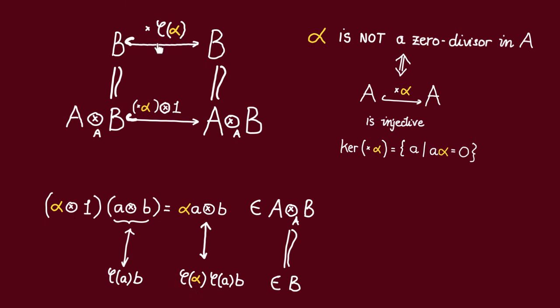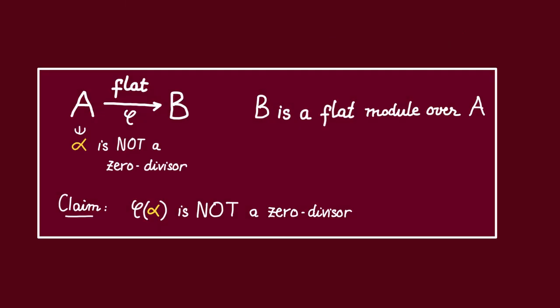Now, since multiplication by phi(alpha) is injective, by our criterion here we see that phi(alpha) is not a zero divisor in B. Thus we see that flat morphisms preserve non-zero divisors.